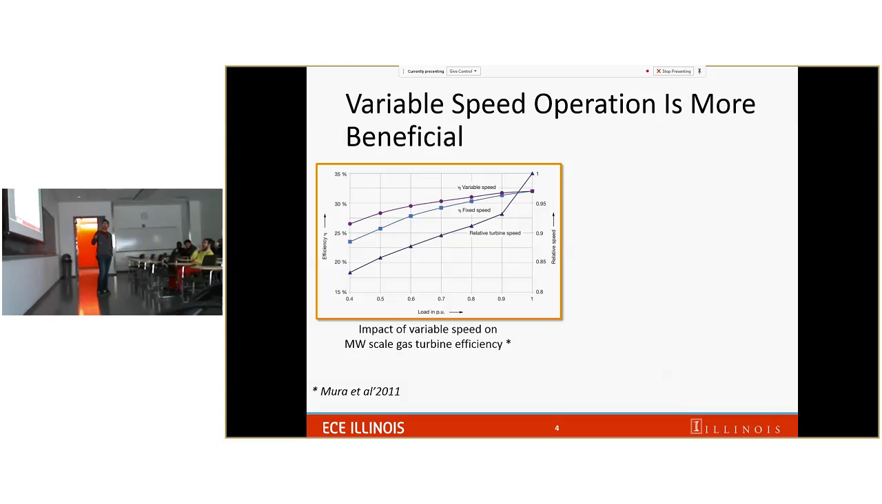People have shown the efficiency of the gas turbine if you allow it to operate at variable speed and at partial load. You see the curve with the square mark is the efficiency at fixed speed, and the circle mark is the efficiency at variable speed. If you operate at partial load, for example at 0.4, then efficiency could be improved by 25%. So for ships, this says that if we allow the generator to operate at variable speed, the net efficiency of the system could be improved.